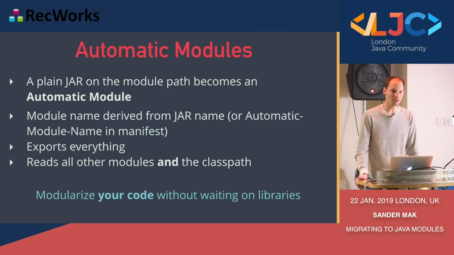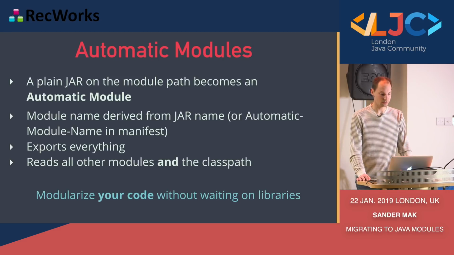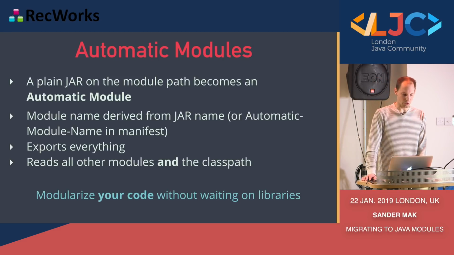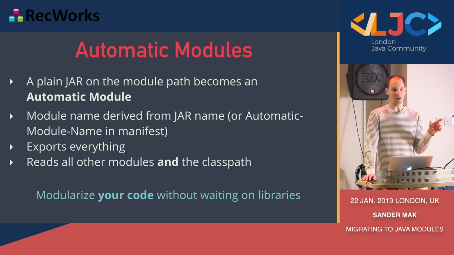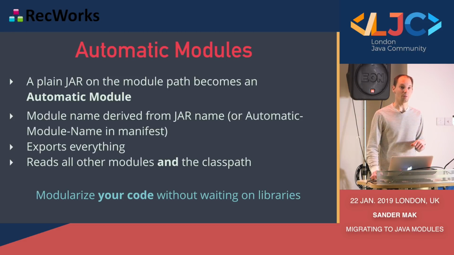And that something else is a feature called automatic modules. And what automatic modules enable us to do is to take a plain non-modular jar file from the class path and put it on the module path, which is the module equivalent of the class path. And then as if by magic, it will turn into a module, a so-called automatic module.